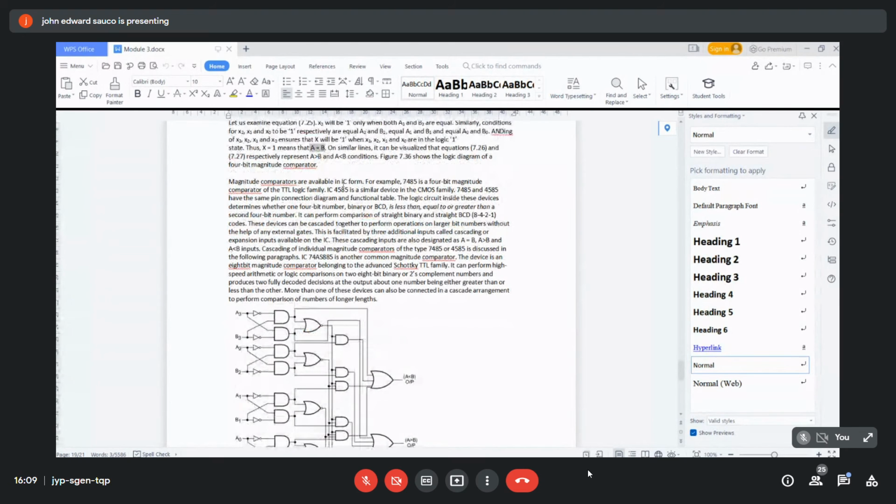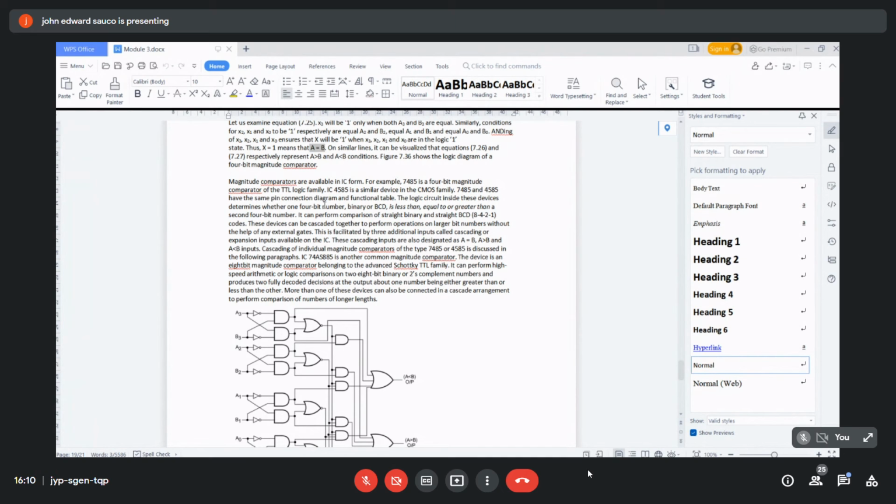So, magnitude comparator ay meron din sa IC. 7485. Dito sa IC na 7485 ay device ng TTL family. Meron din naman tayong 4585 na sa CMOS. Ganong dahilan din, compatibility. Pero sila ay may same pin connection, diagram, function table. Yan lang sa compatibility, iba lang ng model.